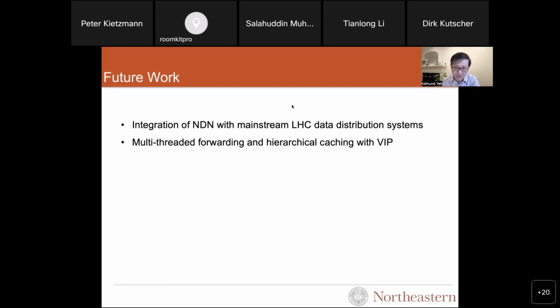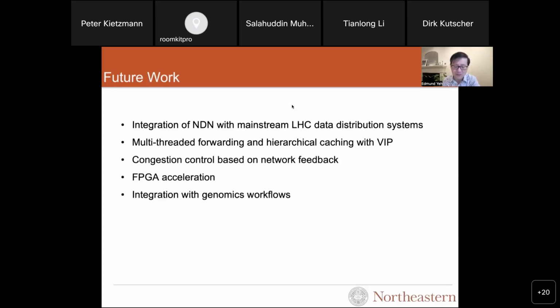And we want to do hierarchical caching, which is able to exploit various kinds of storage, including SSDs, hard disks, and NVMe technology, to be able to handle caching, not just with DRAM. We want to do congestion control based on network feedback. We would like to use FPGA acceleration to accelerate some of the table lookups that we have in the forwarding and caching operations. We would like to integrate with genomics workflows.